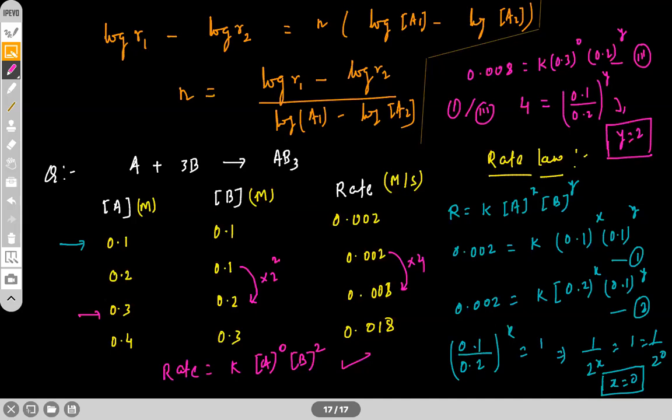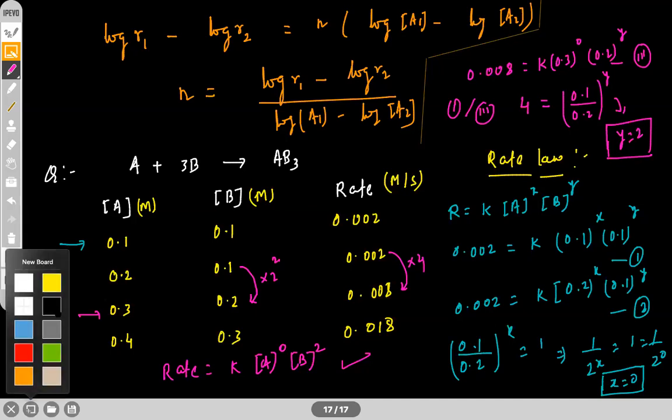But like I said, in the board exam, you have to write down the steps, equations, and then take the ratio. But in the competitive exam, you don't have to write down all these steps. Just observe the data, take the ratio, and you can understand this.